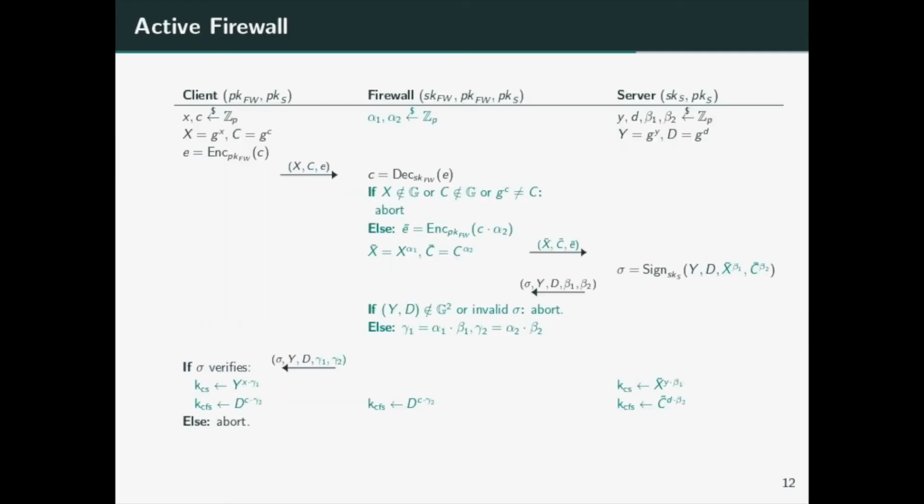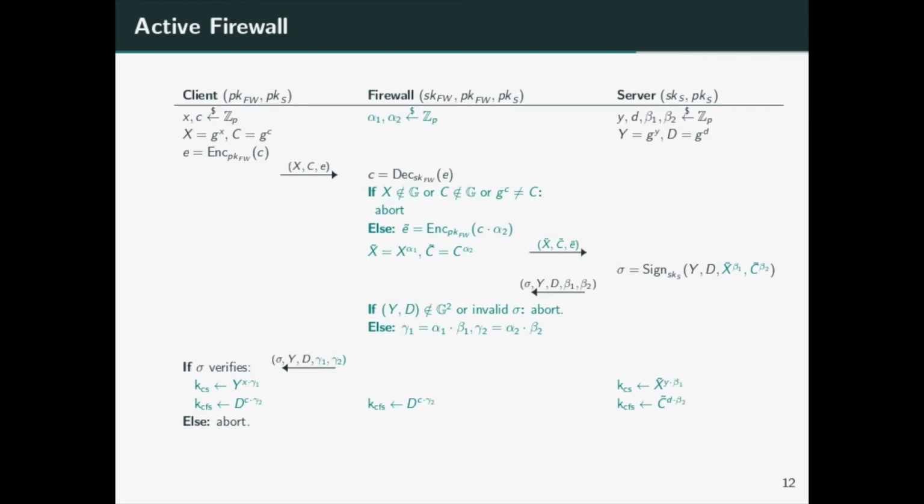So if we now look at what the protocol will look like with an active firewall, where the differences are in blue, we can see that the messages look different than before. On the left-hand side, nothing changes at the beginning. The client will do everything just the same way. Then the firewall will also compute two random elements, denoted here with alpha 1 and alpha 2. Upon decrypting the secret key, the firewall will verify that all that is received is actually a correct element and not outside of the group, for example, or that the secret key does not correspond to the public key.